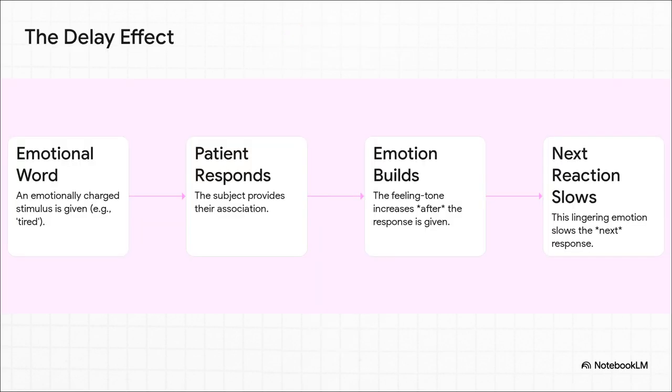So the researcher came up with this stunning hypothesis. For M. Joseph, the emotional hit of a word wasn't immediate. Think of it like a delayed echo. An emotional word comes in, like tired, he gives his answer, and only after he speaks does the emotional disturbance actually build up. It's like this emotional wave that crests late and then spills over, completely disrupting his ability to respond to the very next word on the list.